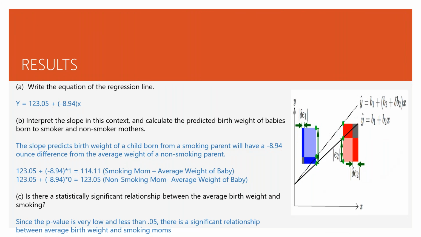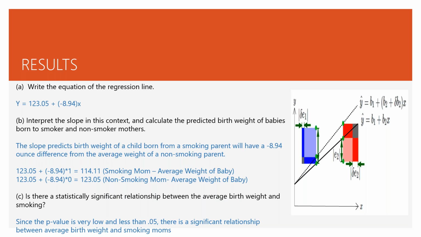So the equation was y equals 123.05 plus minus 8.94 times x. The slope predicts birth weights of a child born from a smoking parent will have a negative 8.94 ounce difference from the average weight of a non-smoking parent.